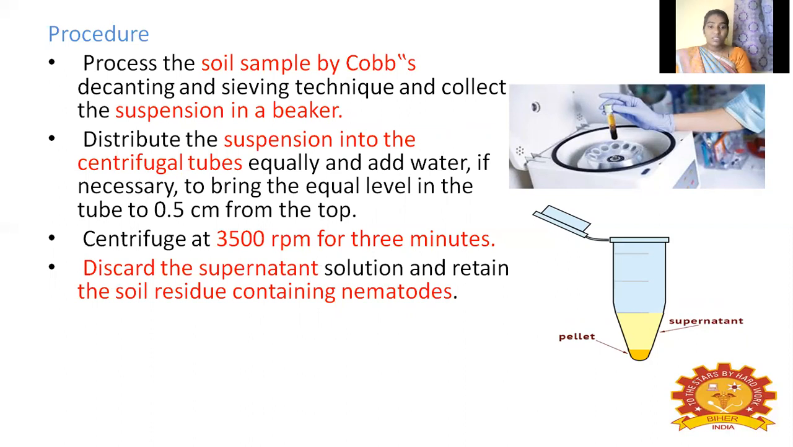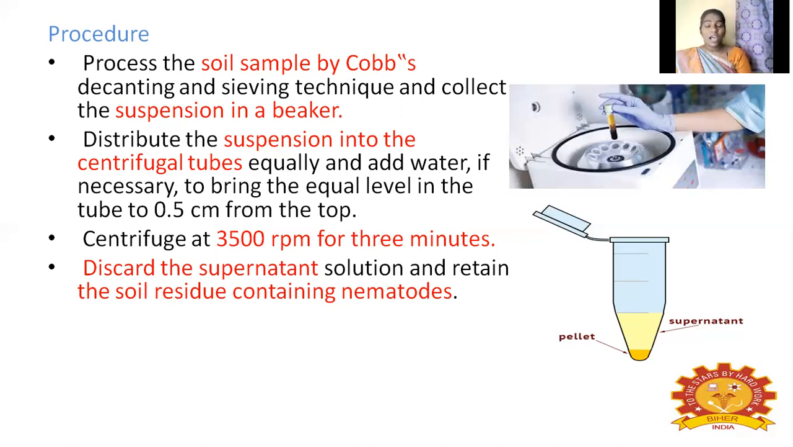In the image you can see this is a centrifuge tube. In this tube we add the suspension, and to make up the level to 0.5 centimeter from the top, we can add water. After we fill all the centrifuge tubes, we keep them in a centrifuge, and it rotates at 3500 rpm for 3 minutes. Then discard the supernatant solution and retain the soil residue containing the nematode.